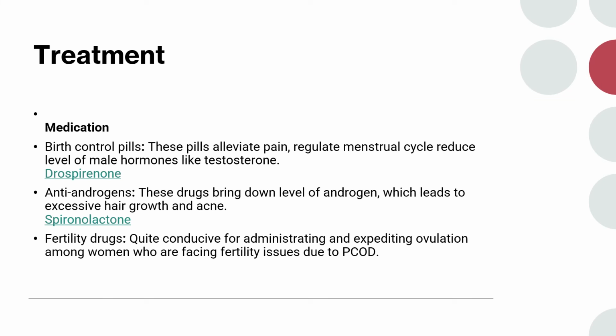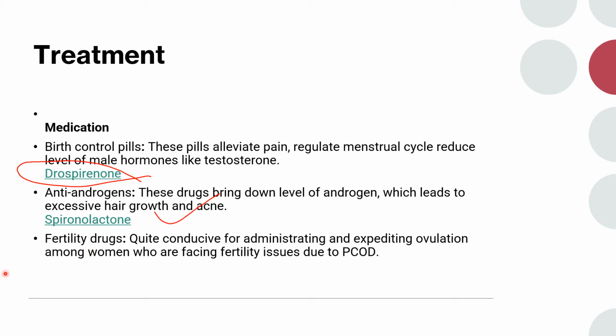Treatment. Coming to the treatment, medications, that is drospirenone. Mostly the gynecologist or obstetrician will prescribe birth control pills. These pills alleviate the pain, regulate the menstrual cycle, and reduce the level of male hormones like testosterone. Mostly people have a doubt: why we have got PCOS, but why we are giving birth control pills. So it will reduce the levels of testosterone. And anti-androgens: these drugs bring down the level of androgen, that is spironolactone.